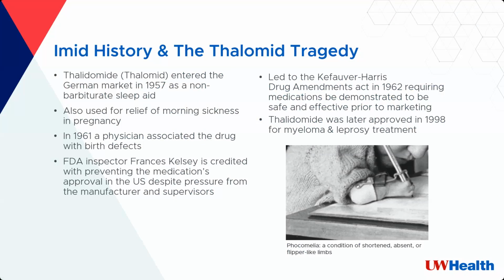So thalidomide was first marketed in Germany in the late 1950s as a sleep aid, and it was shortly thereafter used in the treatment of morning sickness in pregnant women. Within a few years, its use became widespread across Europe, Australia, and Japan. And around 10,000 babies were born with a condition called phocomelia, which is pictured here in this slide. It's a condition of shortened, absent, or flipper-like limbs. And it was not until 1961 that a physician associated the drug with these birth defects, and it was subsequently banned in many countries.